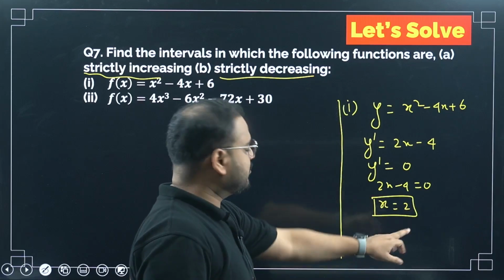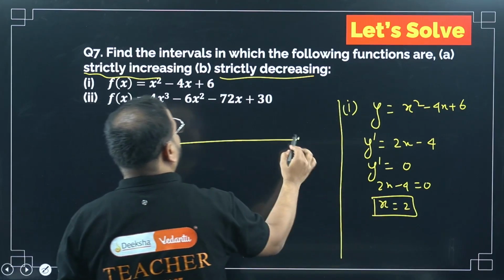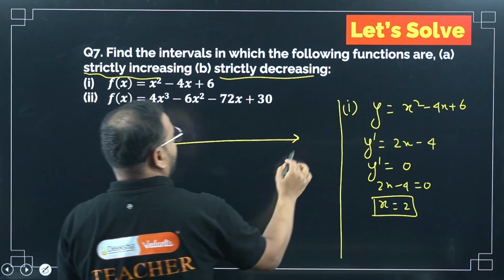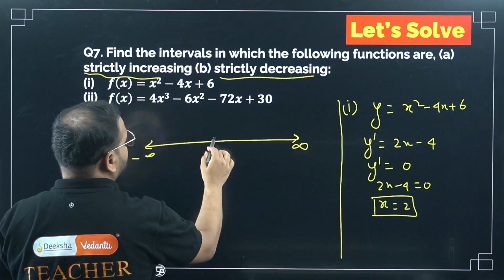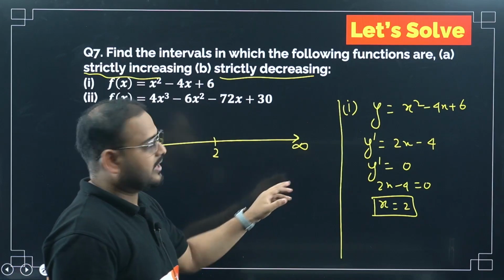X equals 2. Now for that point, plot the critical point on the number line. So this is going to be negative infinity to positive infinity. And the point is 2. Now, the last step: put any value after 2 in the derivative and check the trend.